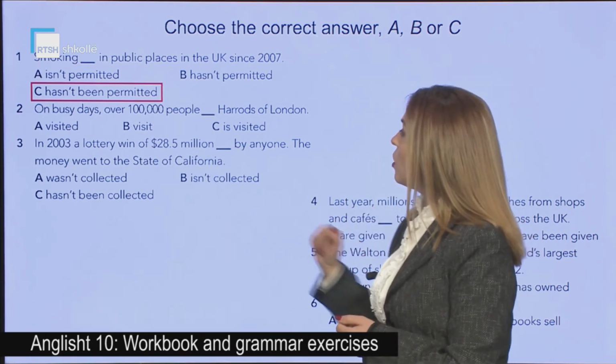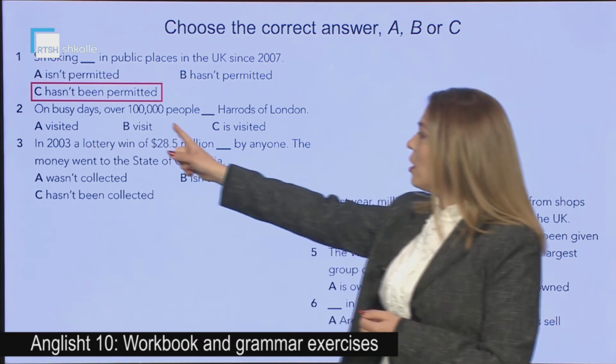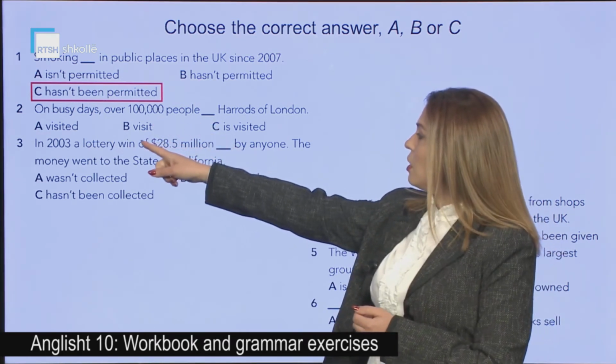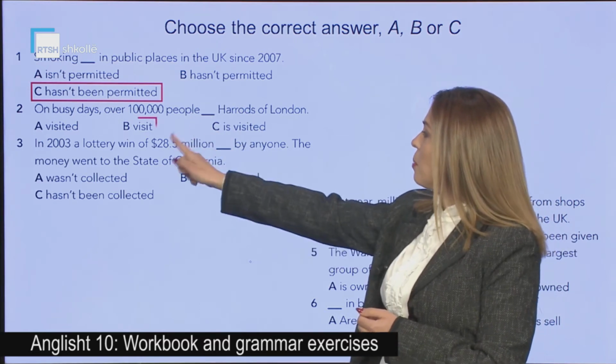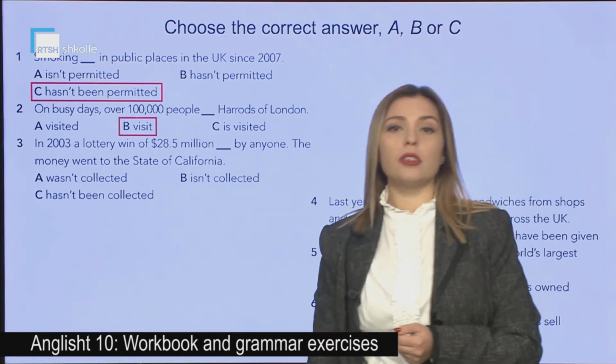Number 2. On busy days, over 100 people visited, visit, or is visited. So what do? 100 people visit the Harrods in London.